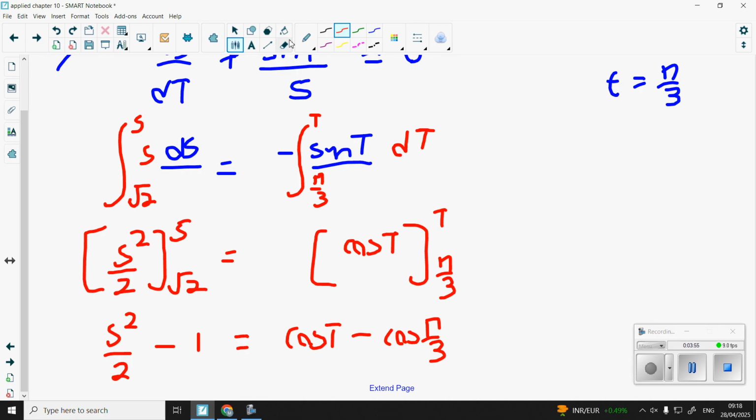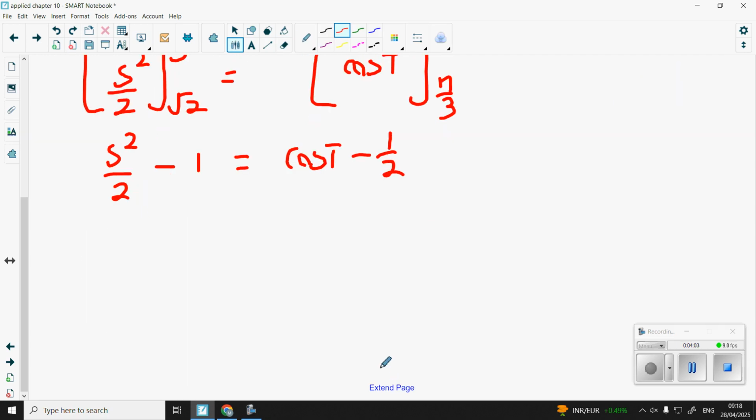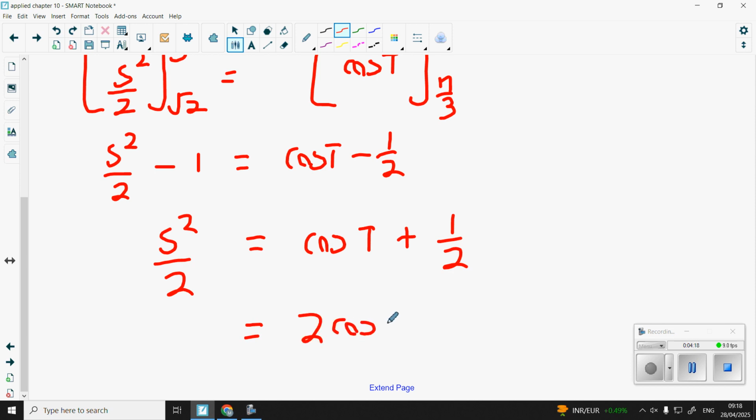Cos pi over 3 is actually a half, isn't it? Good. And then I could bring over the minus 1 and it'll turn the whole thing into a plus a half. Multiply everything by 2. Square root it.